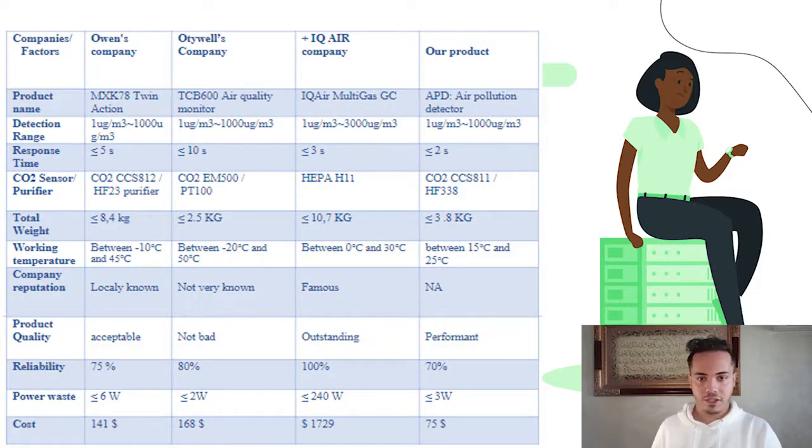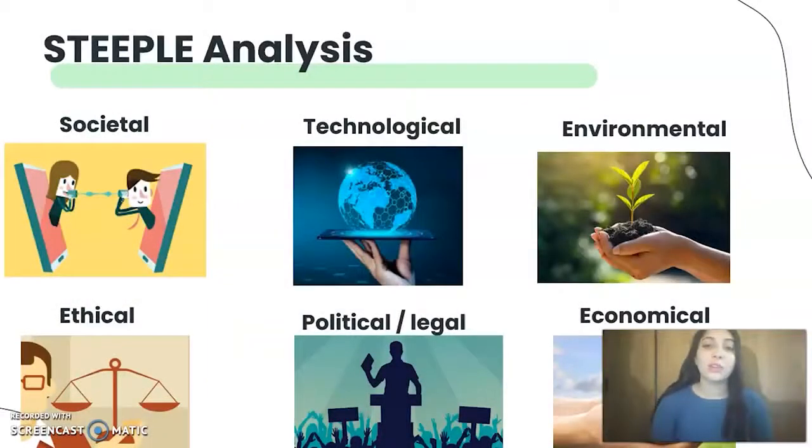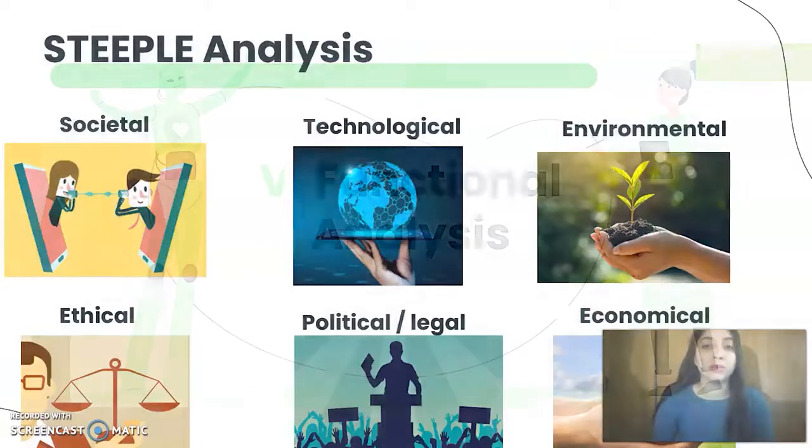And as we can see here, there are some predictions to the APD's prominence in terms of cost and response time. For the SEPT analysis, we made sure that our product is societal, as this device is an opportunity for different companies to provide customers with good quality air. Moreover, we made sure that our project is technological, environmental, ethical, political, economical, and most importantly, legal.